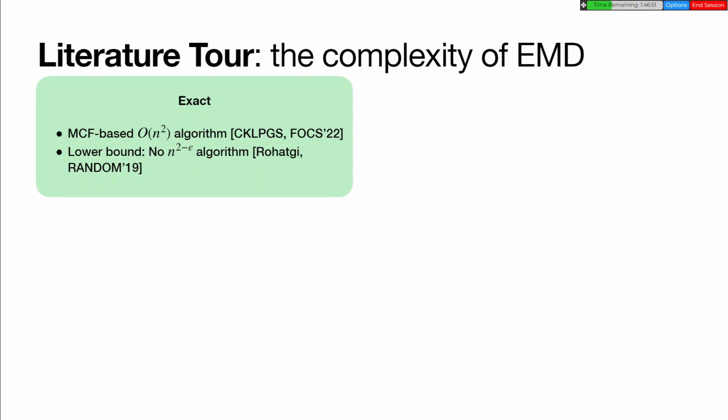Okay, so what if we want to solve Earth mover distance exactly? Then we have an almost linear time algorithm, that actually is n to the 2 plus o(1), and this is Chen et al., FOCS 2022, minimum cost flow in almost linear time. And there is a lower bound that says that conditionally on SETH, no strictly subquadratic algorithm can compute Earth mover distance exactly.